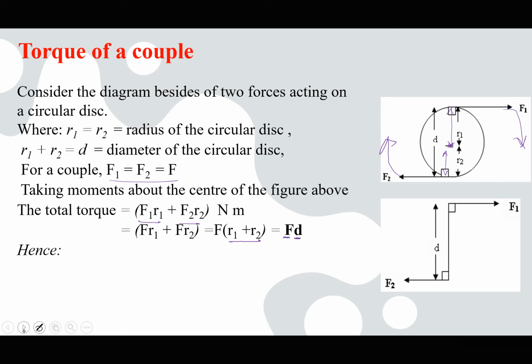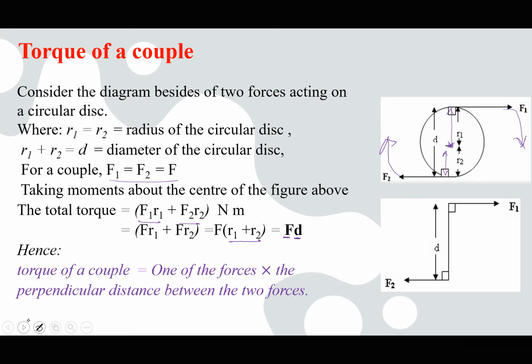Hence, the moment of a couple, or the torque of a couple, is the product of one of the forces multiplied by the perpendicular distance between the two forces. That is the torque of a couple. We get one of the forces times the perpendicular distance between the two forces. That's what we call a couple. I say they are called a couple because they are two. They are equal in magnitude. They act in opposite directions, and their lines of action should never meet. Their lines of action should never meet. That is what we call a couple.